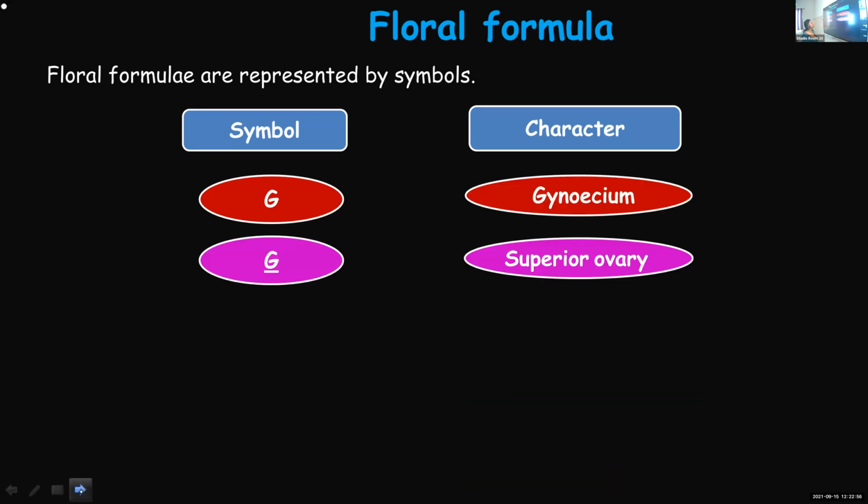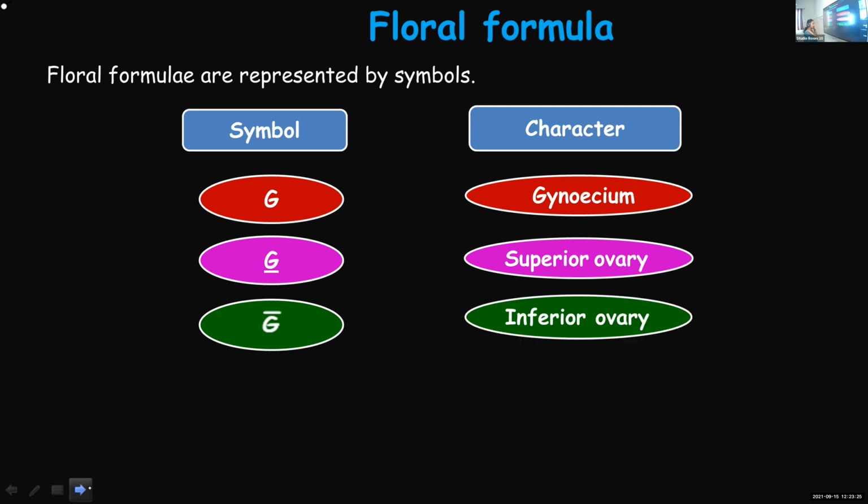And you can see below G, a hyphen is given. That indicates the ovary is superior. Gynoecium is above that hyphen, so that indicates the ovary is superior. But if the hyphen is above, it indicates the ovary is inferior. The gynoecium is below the hyphen, so here the ovary is inferior.